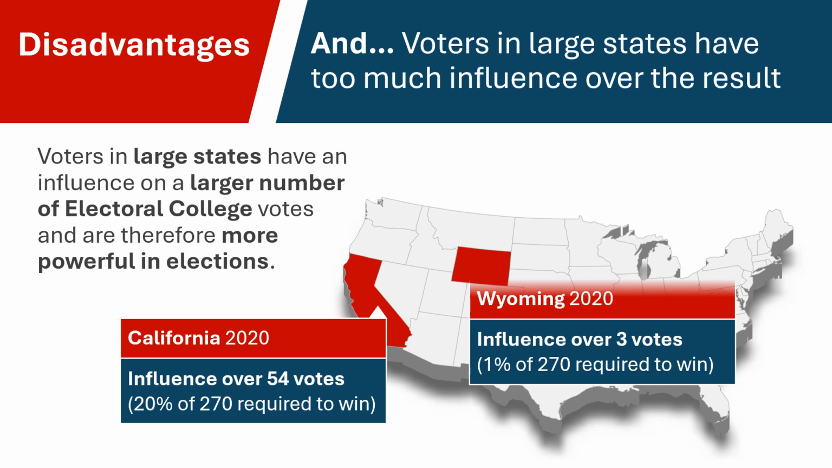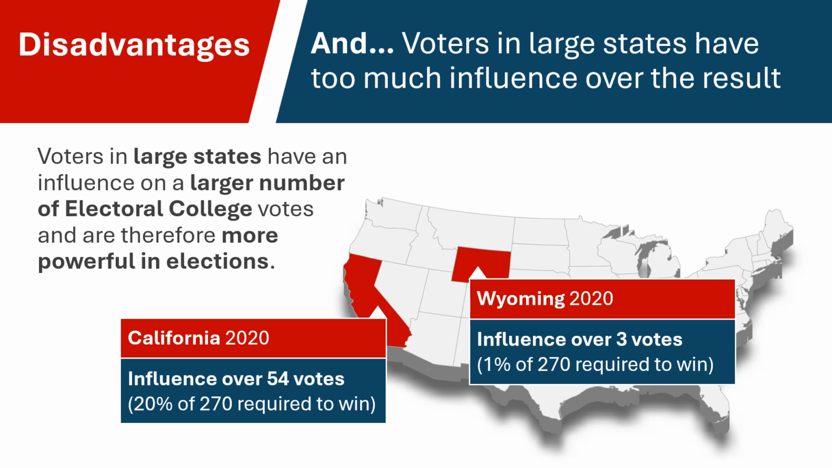Conversely, it could also be argued that voters in large states have too much influence over the result. Voters in large states have an influence on a large number of Electoral College votes and are therefore more powerful in elections. For example, in 2020, a Californian voter had influence over 54 Electoral College votes. That is 20% of the 270 votes required to achieve an Electoral College majority. But a voter in Wyoming had influence over only 3 votes. That's 1% of the 270 requirement.